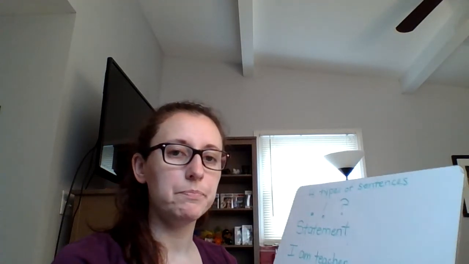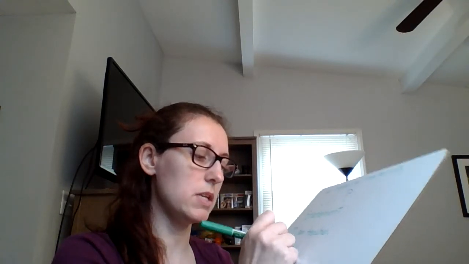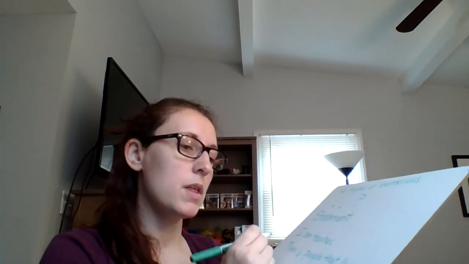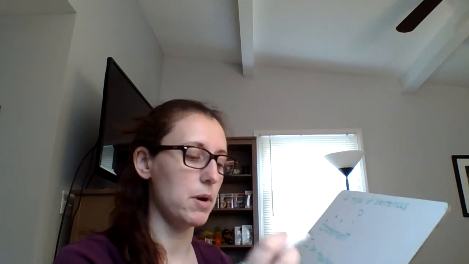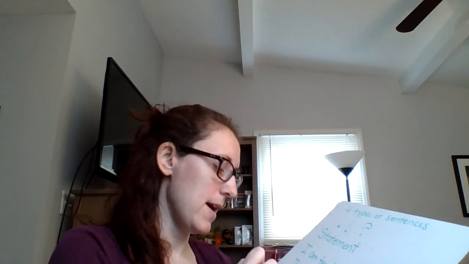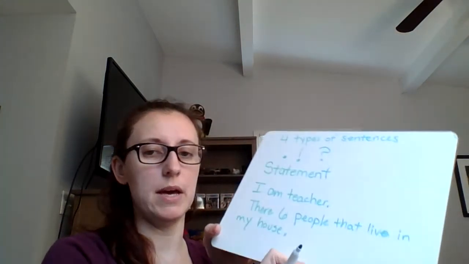Or, there are 6 people that live in my house. That's a statement because I'm telling you something that you may not know. But a statement can also be something that you already do know. Oops, I'm talking and writing at the same time and writing the wrong word. I wrote you, and that's not part of the sentence. There are 6 people that live in my house. And I'm going to put a period at the end.